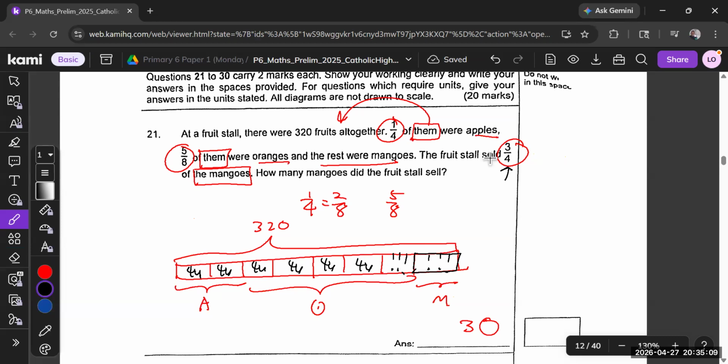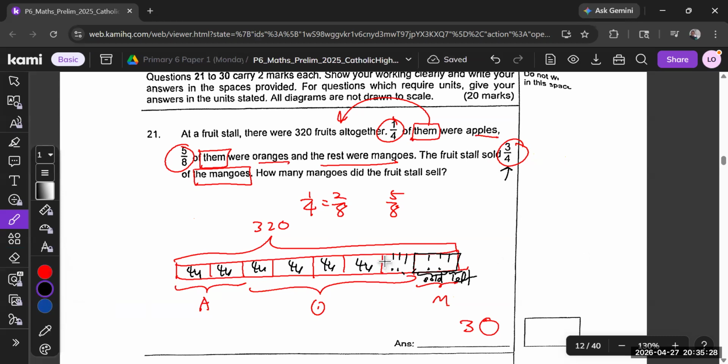Okay, and then the fruit seller sold 3 quarter. Continue to label 3 quarter. So where's your 3 quarter? Here, sold. So you may want to put sold, and then this will be the mangoes left.